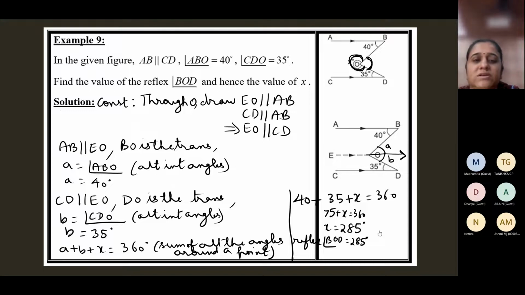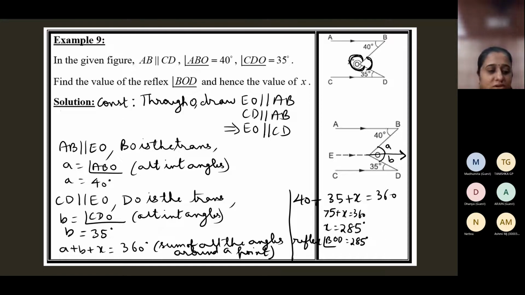Just for a variation, I worked it like this. We can work this sum the same way as we worked the last one, using the same properties, co-interior angles as supplementary. Just to show you a variation, I worked it like this.